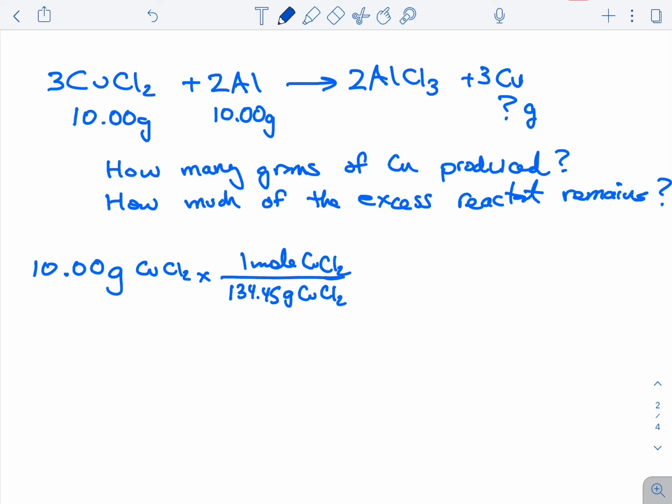All right, and my bet is that you knocked out this molar mass really fast, even though a week ago this would have taken you forever. So I bet you're noticing now that you're getting faster at these.